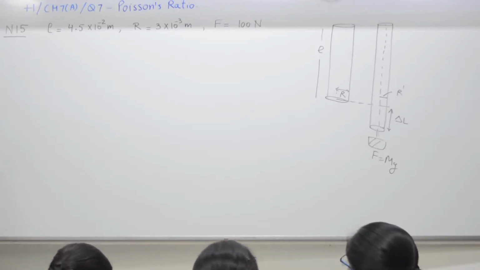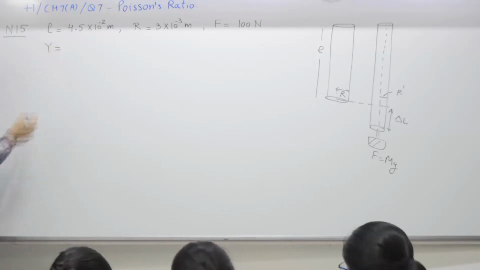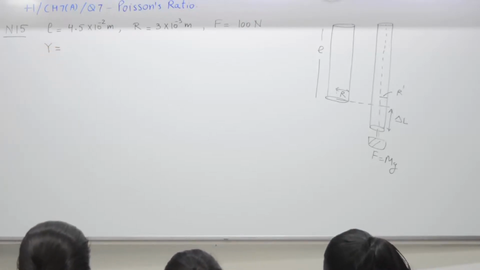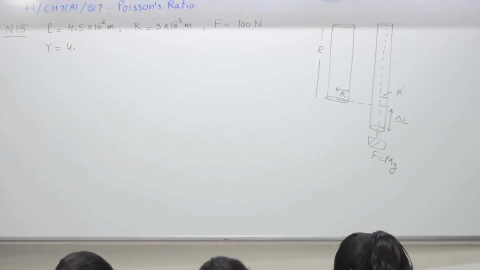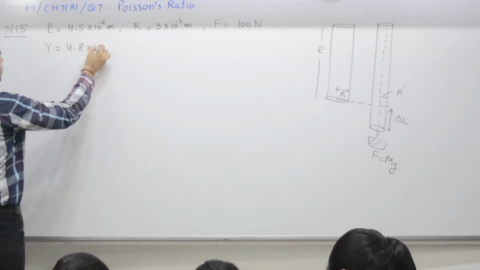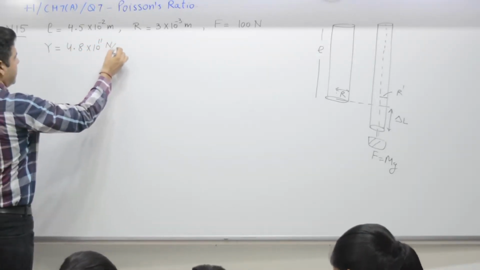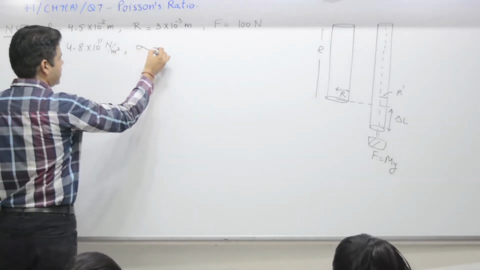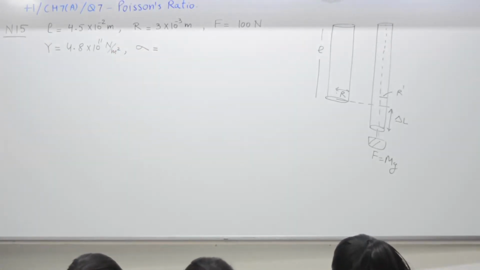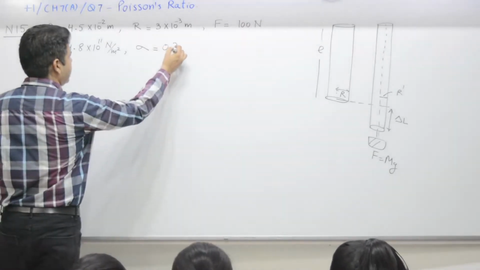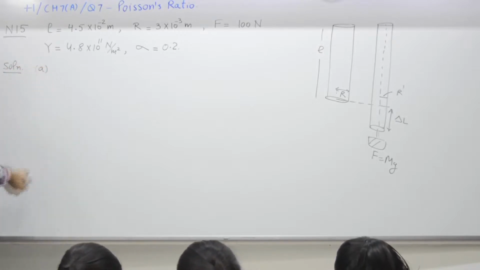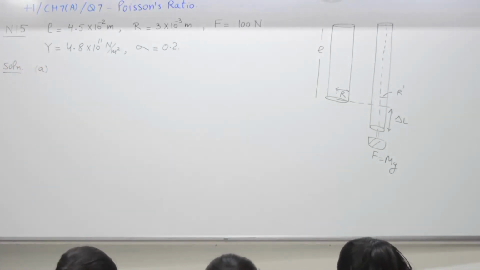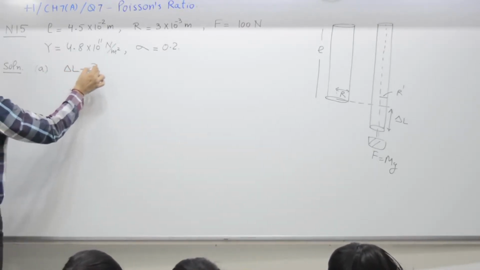Find what? Young's modulus is also given. How much? 4.8 into 10 raised to power 11 Newton per meter square. Poisson's ratio is given as 0.2. You have to find out what? A part: find elongation of the rope, delta L. 1 minute with you.